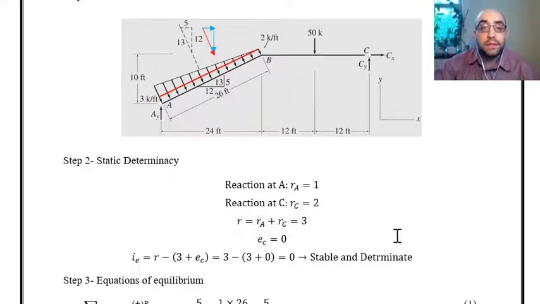And then EC, we said, is the equations of condition. If we have a hinge inside the structure, EC will be 1 for that specific hinge. And if we have a roller inside the structure, EC will be 2 for that roller. For this specific problem that we are looking at, we don't have any hinge or roller support inside the structure, so EC is equal to 0. Putting these values in this equation, I is equal to 0, which means that the structure is stable and determinate.